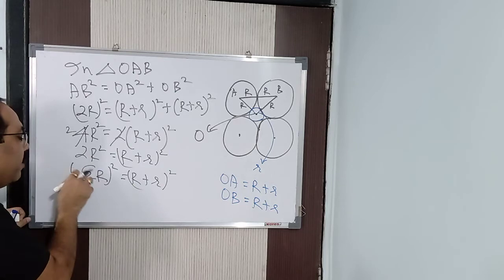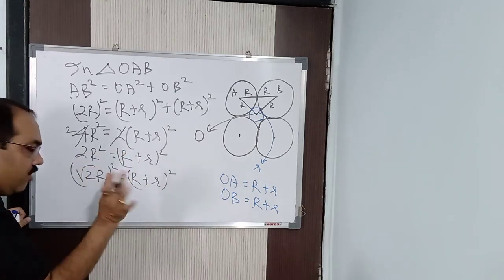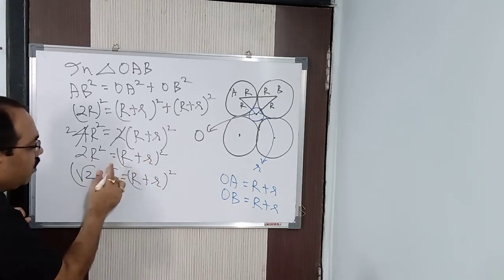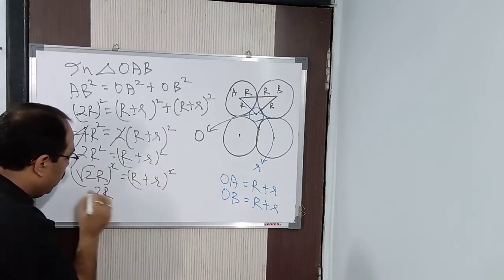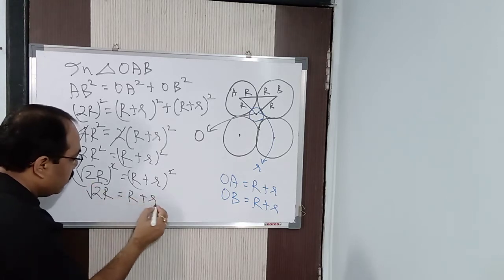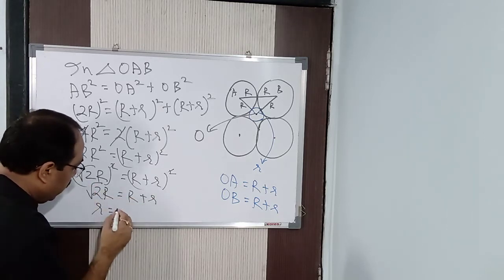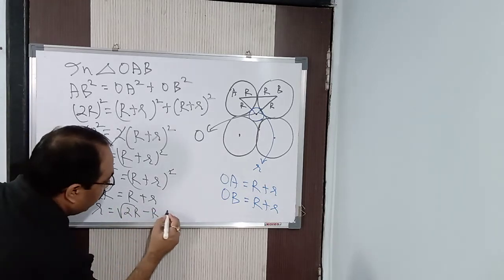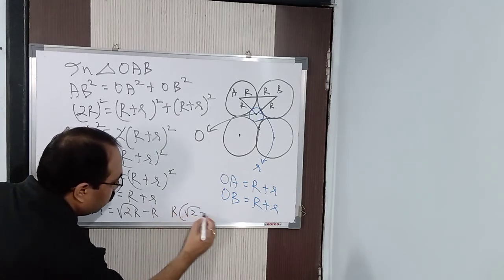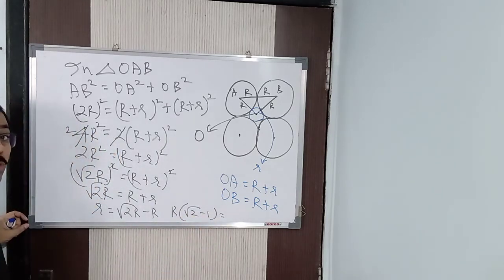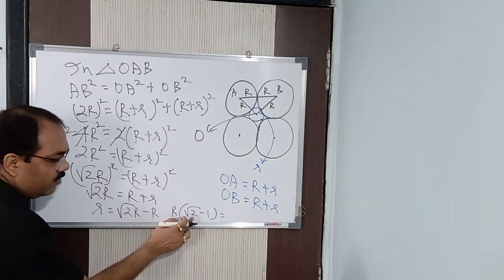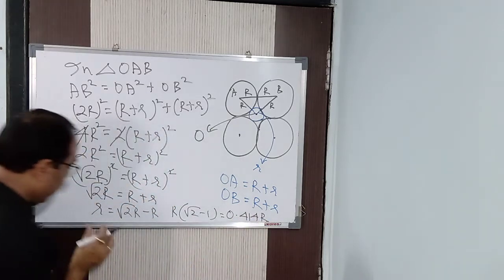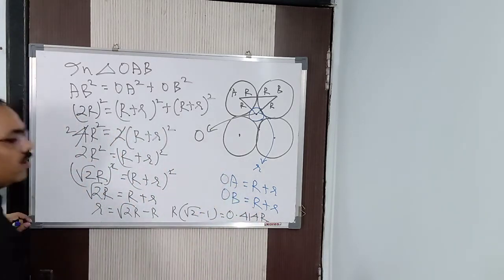Alright. So I can write root 2 square is nothing but 2. Are you following? So instead of 2, I have written root 2 square. What is the problem? So this and this cancel. So root 2R is equal to R plus small r. What I need to find is small r. Small r is equal to root 2R minus R. So here R goes common, and it will be (root 2 minus 1) R. Root 2 is how much? 1.414. So 1.414 minus 1 will be 0.414 R. So you got it? Small r is equal to 0.414 capital R.